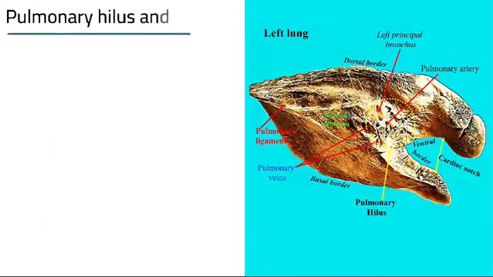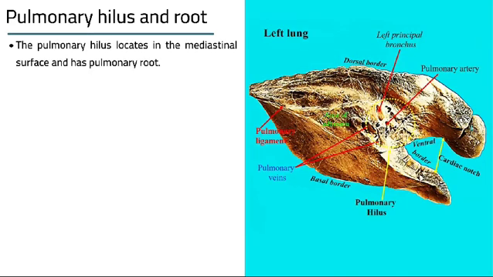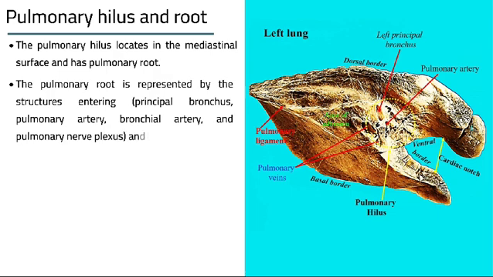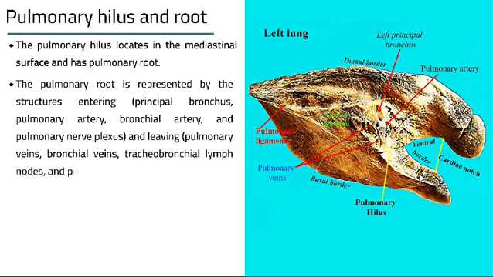Pulmonary hilus and root. The pulmonary hilus is located in the mediastinal surface and has the pulmonary root. The pulmonary root is represented by the structures entering: principal bronchus, pulmonary artery, bronchial artery, and pulmonary nerve plexus, and leaving: pulmonary veins, bronchial veins, tracheobronchial lymph nodes, and pulmonary lymphatics.